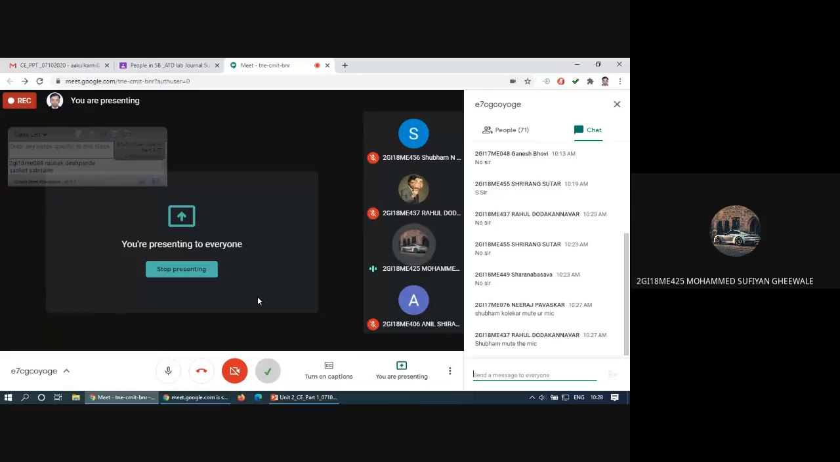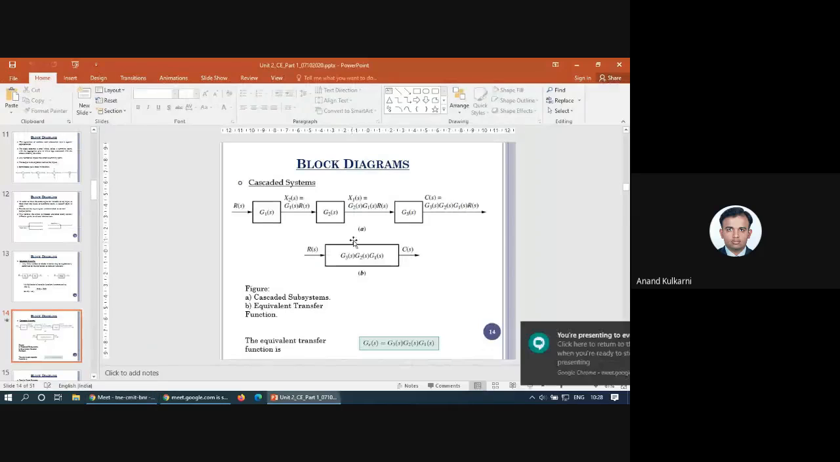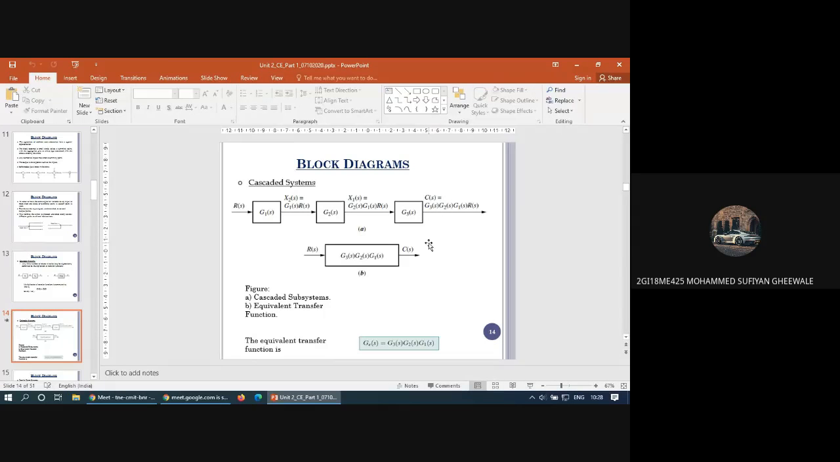Sir, if the input signal is multiplied initially, then why is it not shown in the answer? No. This is a simplified version. Here output C of S is nothing but equal to R of S into all these things. But sir, after the first block, G of S is multiplied with R of S as the output signal to the second block. Correct. So then why is it not written inside the block? No. Here we have not written it in order to reduce the confusion. That's it.